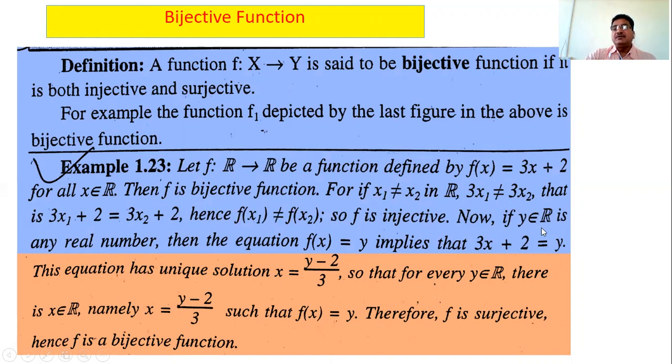Now we show the function is surjective, that is, onto. The function is onto, or surjective, if every element of the codomain has at least one pre-image. If we have at least one element in the codomain which has no pre-image, then we say the function is not surjective.